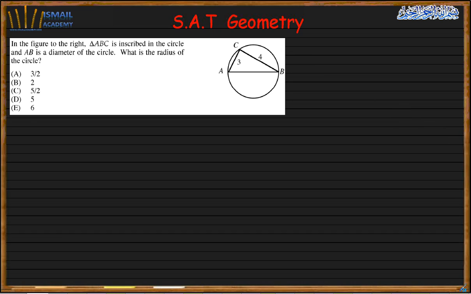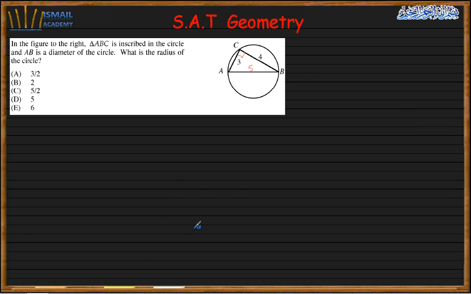When you have a triangle inscribed in a circle and one of the sides is a diameter, that triangle is always a right triangle. So this triangle is a 90-degree triangle, which means this is a 3, 4, 5 right triangle. So the diameter is equal to 5. You can use the Pythagorean theorem.